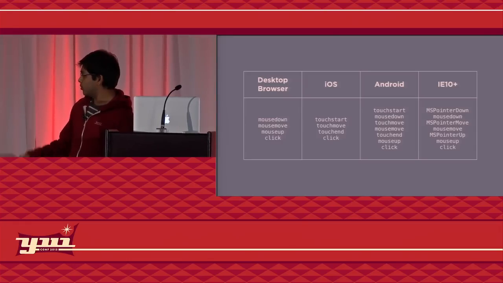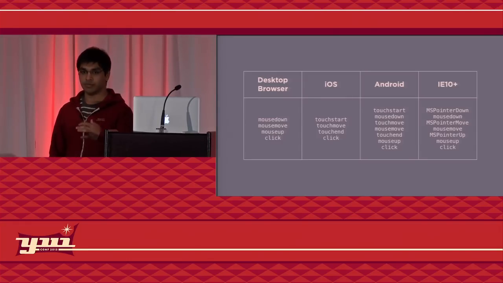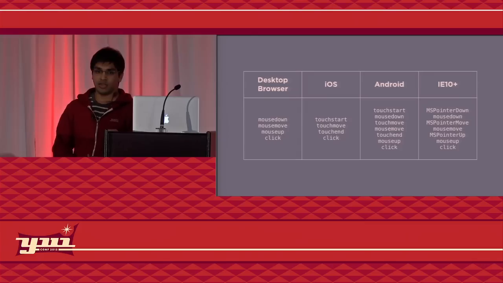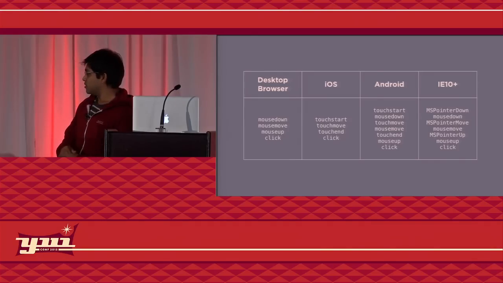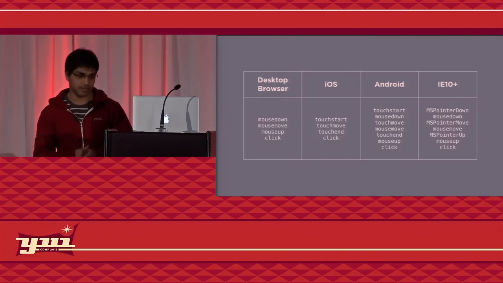It actually fires both touch and mouse events. The touch events come in first, then followed by the mouse events. So touch start, mouse down, touch move, touch end, mouse up, and then a click. And then on IE10 Plus, IE10 Plus supports MS pointer events. So they actually fire simultaneously. So you get a pointer down, MS pointer move, MS pointer up, mouse up, and then a click.